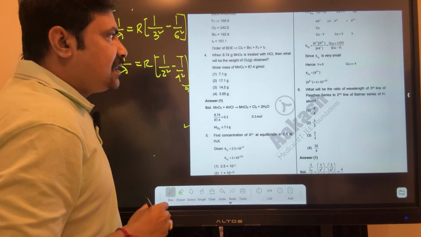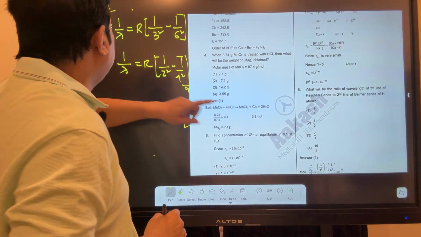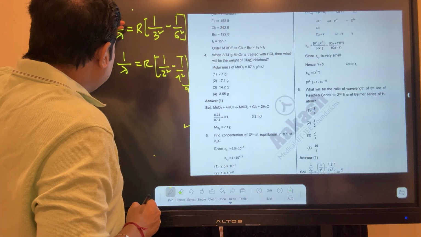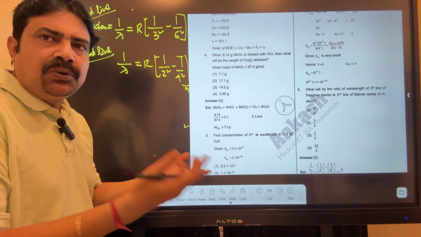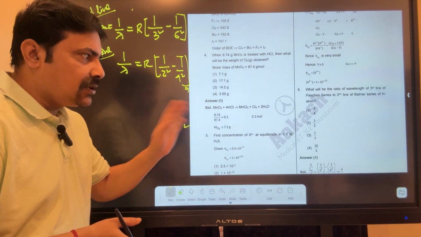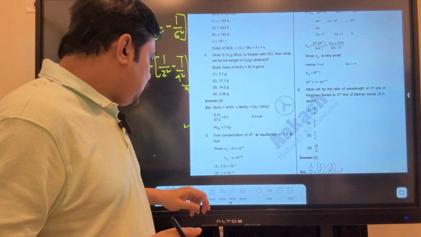Now look, they are asking what will be the ratio of the wavelengths. Here you will get lambda; this lambda by that lambda, if you take, will be the ratio. That was the question.